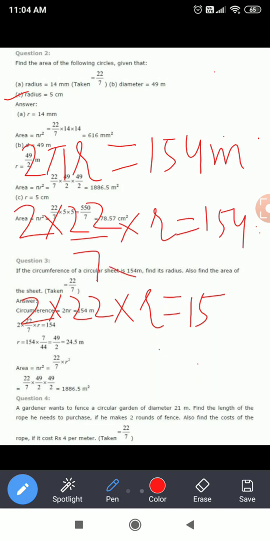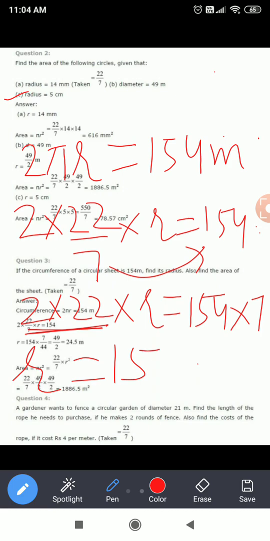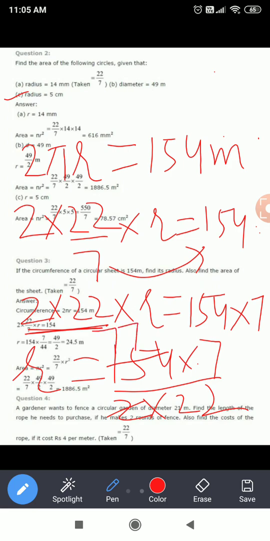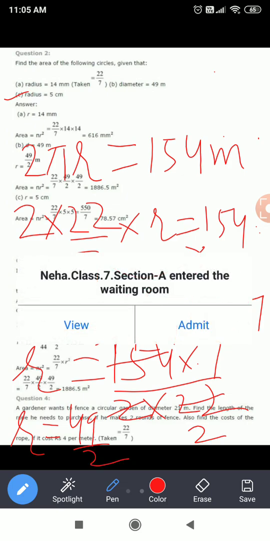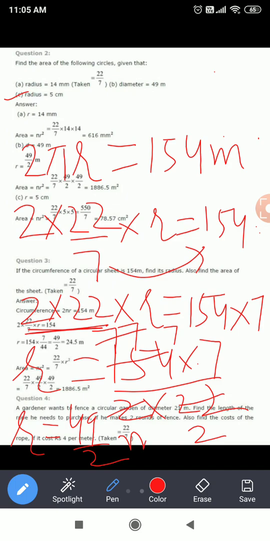154, 7 is in division here. Going to the next side, it will become in multiplication. Now all are in multiplication, so 2 and 22 come in division. 2 sevens are 14. 2 sevens are 14. 11 sevens are 77. 11 twos are 22. So R is equal to 49 by 2 meters. That comes out to be 24.5 meters.